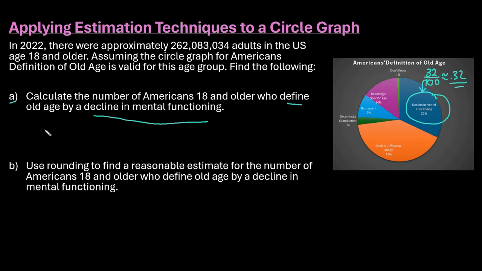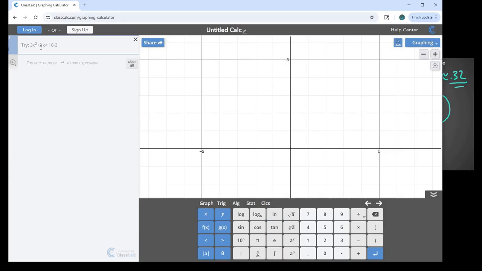Okay, so if we're doing the calculations exactly, we would just take the 262,083,034 and multiply this times 0.32. You can use any calculator to find this answer. Because we are talking about humans, we do want to round to the nearest whole number. It does not make sense to use a decimal in this case because we're talking about people.